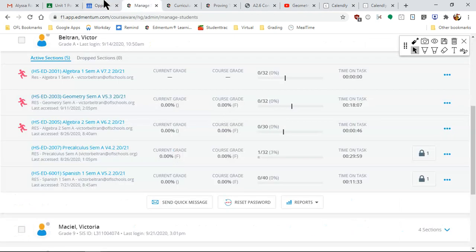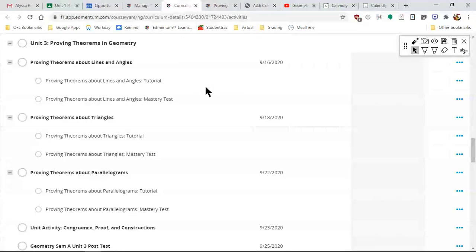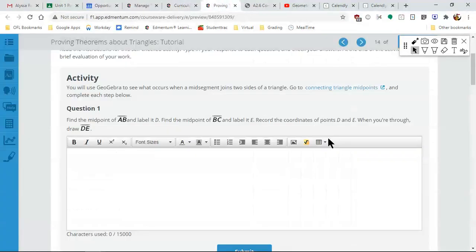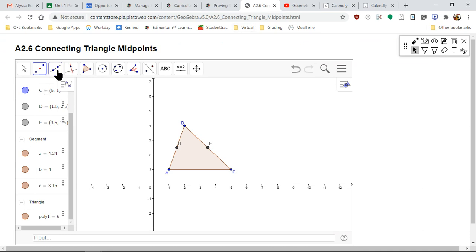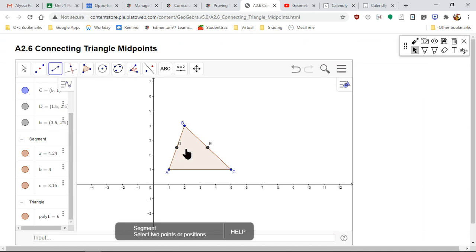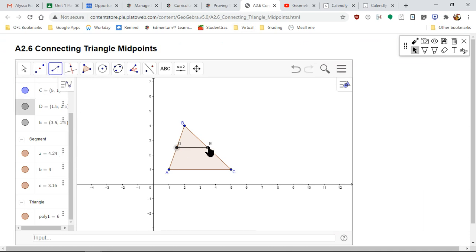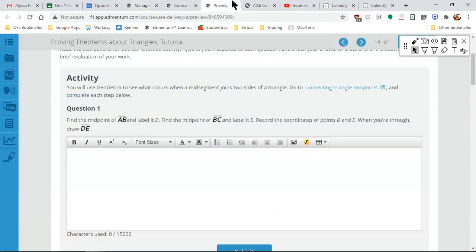Now the next part is, let's see here. Record the coordinates, BD. When you're through, draw a line. So we're going to draw a line. So I'm going to do a line segment from here to here. All right. And is that it? Okay.